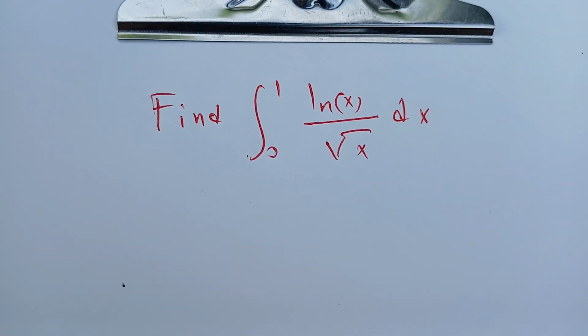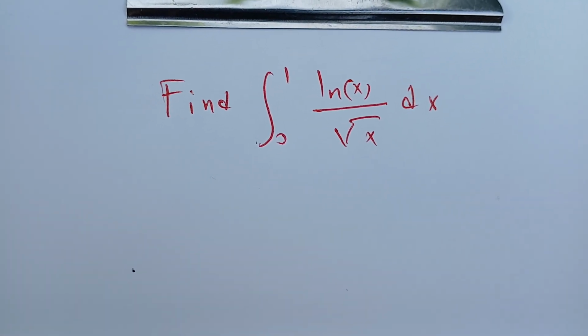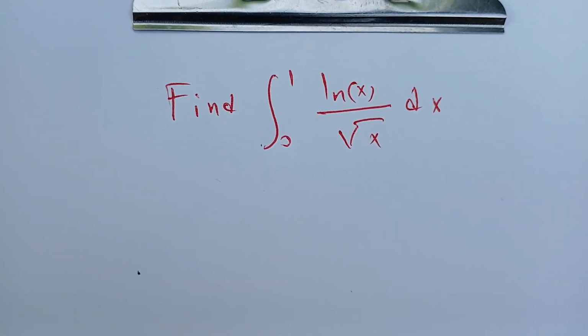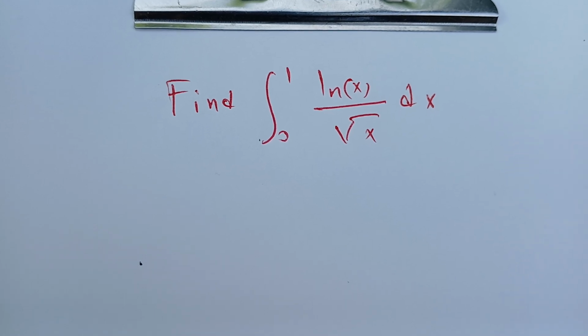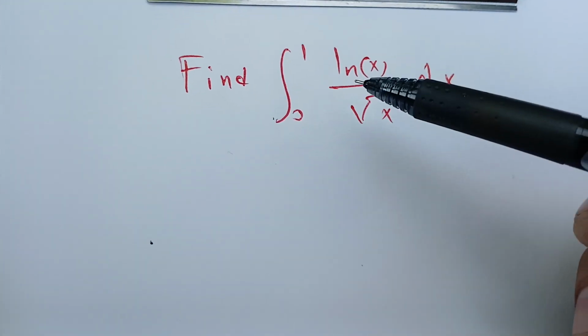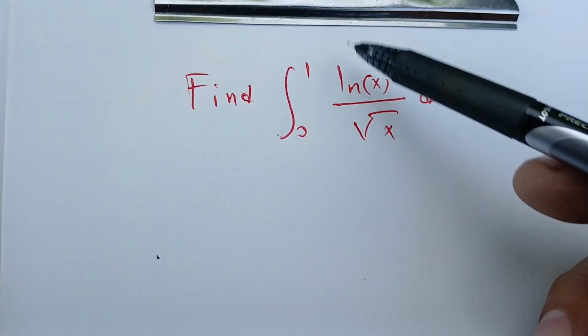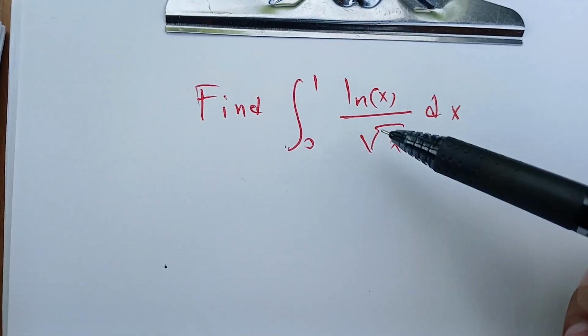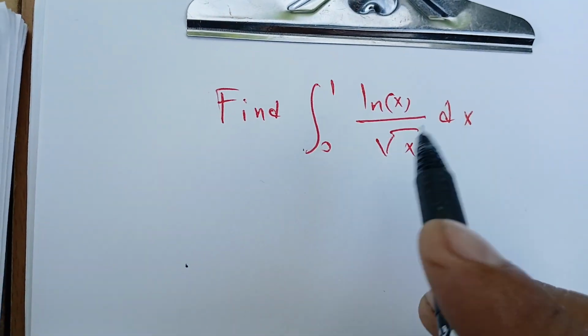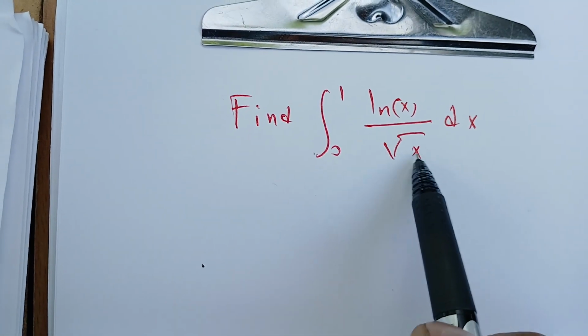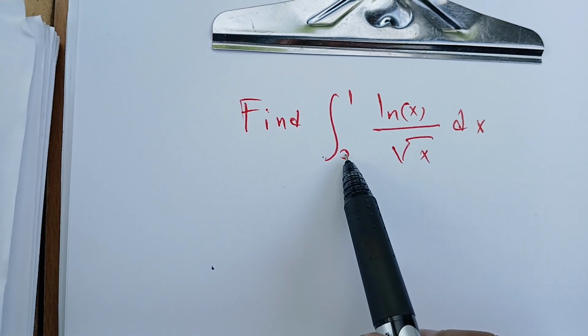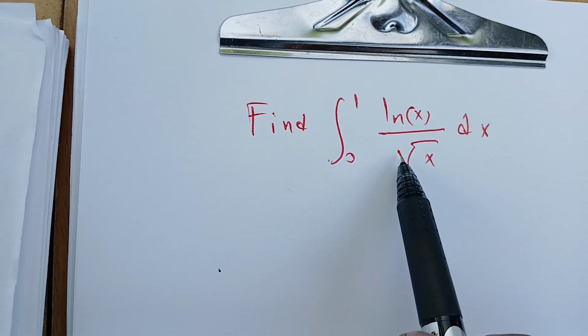Okay, now we're gonna work this problem. This is an improper integral of the second kind. So the bounds seem finite, but they have an issue with the function. So here we're integrating on zero, but we have a problem here.